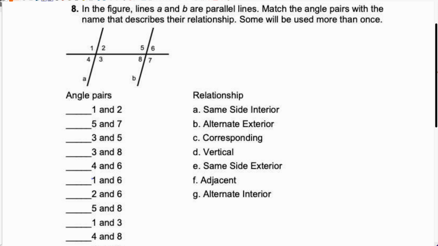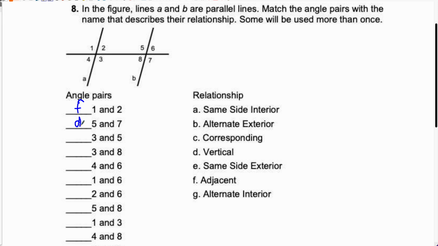Okay, so angles 1 and 2. What are 1 and 2? They're right next to each other. Which one of these things means right next to each other? Adjacent. They are adjacent angles, F. Okay, numbers 5 and 7, they are straight across from one another. They are vertical angles. Vertical angles are straight across from one another.